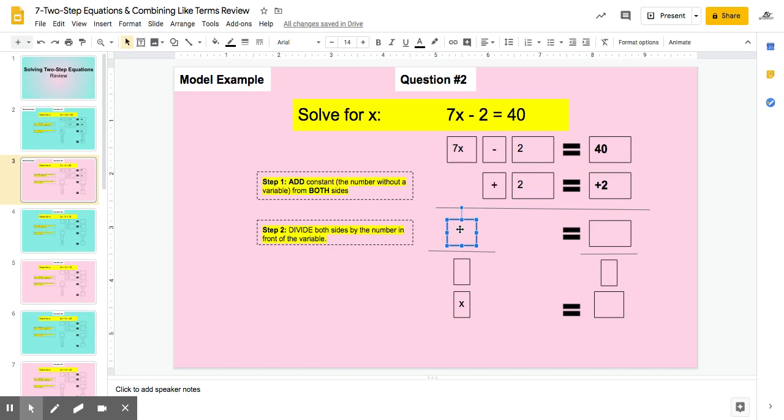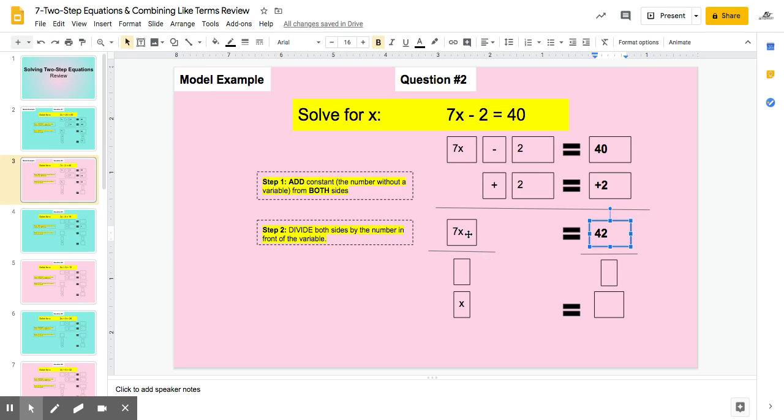Okay, I bring down this 7x. The 2's are going to cancel. Now I actually have to add these two numbers together. 40 plus 2 is 42. Okay, so I write that sum in this text box here.